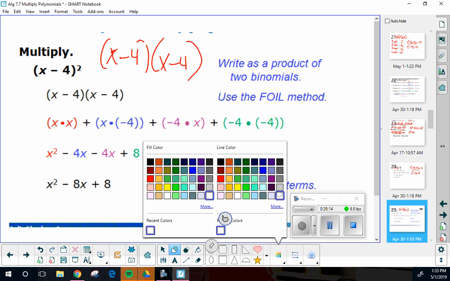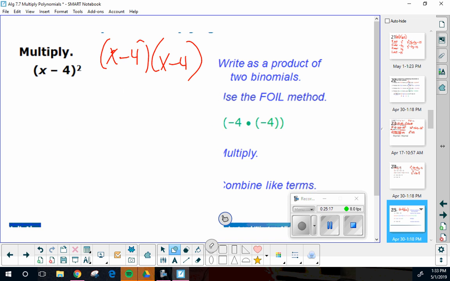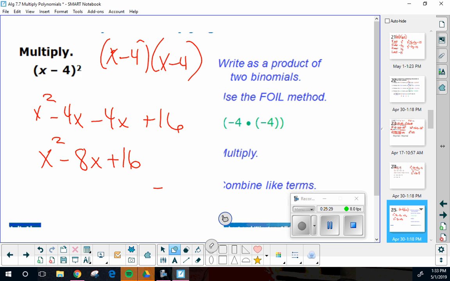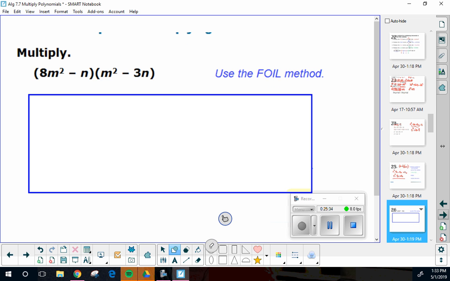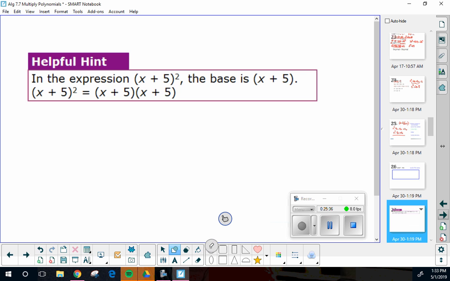Wow. Okay, so how about I do this myself? x squared minus 4x minus 4x plus 16. That's weird. All right. Nice recovery, yes? Okay, one more example. We're not going to do this.